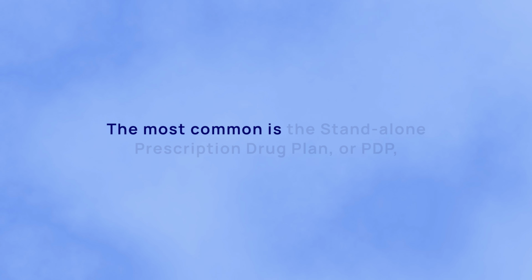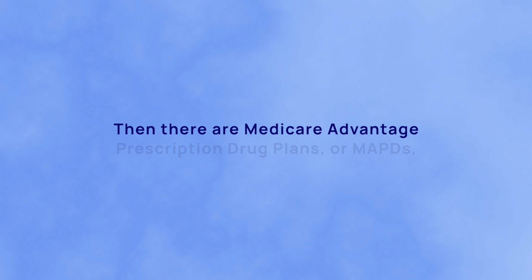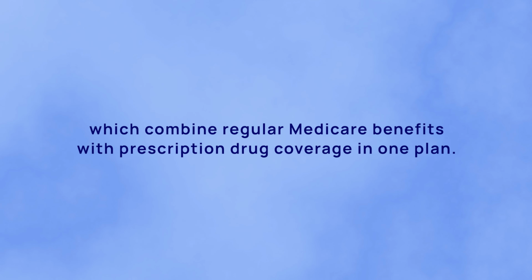Part D coverage comes in several forms. The most common is the Standalone Prescription Drug Plan, or PDP, which covers only medications. Then there are Medicare Advantage Prescription Drug Plans, or MAPDs, which combine regular Medicare benefits with prescription drug coverage in one plan.